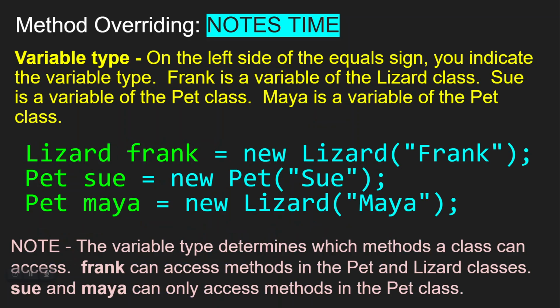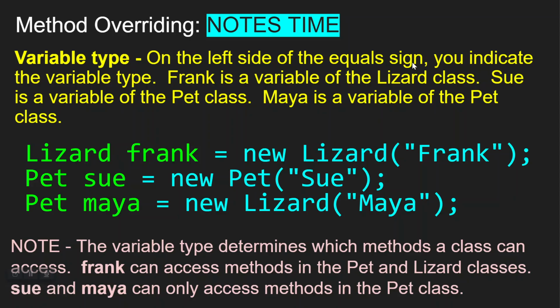Now, there's something really important here to understand. When you are in main and you are creating an object of a class, over here on the left-hand side, this is what's called the variable type. So Lizard Frank, Pet Sue, and Pet Maya. On the left side of the equal sign, you indicate the variable type. So Frank is a variable of the Lizard class. Sue is a variable of type Pet, and Maya is also a variable of type Pet.